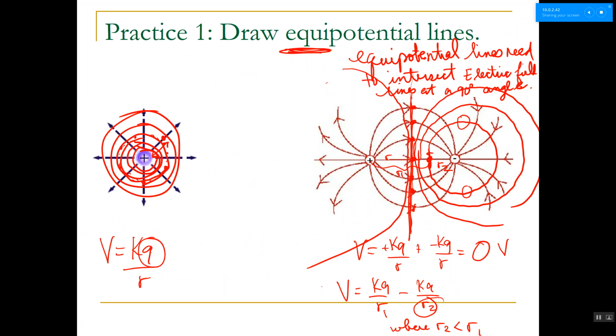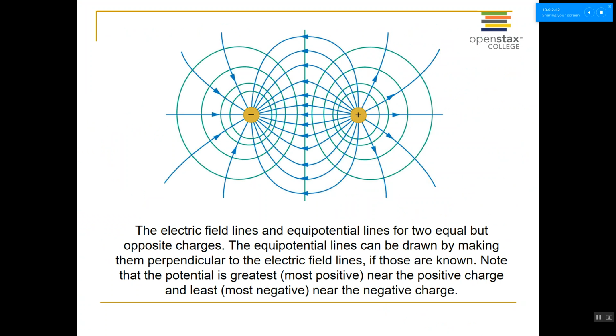So this is where we left off. We were drawing equipotential lines at two charges. And then here is kind of the summary of that, okay? So we're mentioning that the equipotential lines have to absolutely be perpendicular to the electric field lines, and that we can determine this experimentally. High potential closest to the positive, low potential closest to the negative.